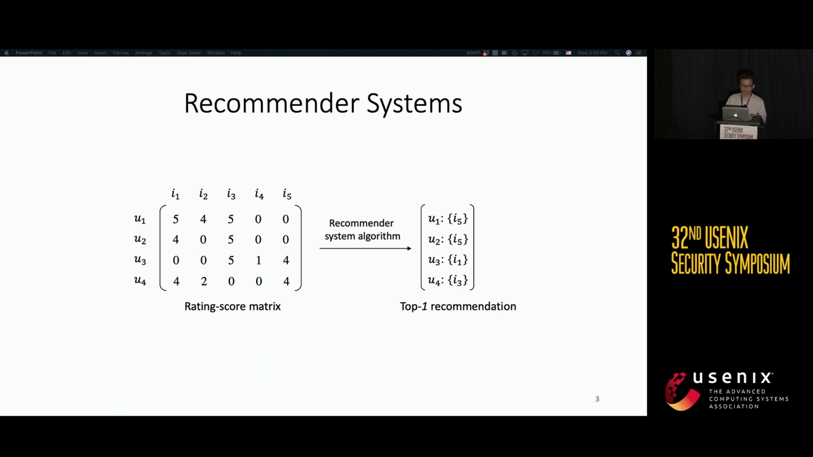Given this rating score matrix, we can use a recommender system algorithm to build a recommender system which recommends a set of top N items for each user. In this example, only a single item is recommended for each user. For instance, for U1 and U2, the recommended item is I5. For U3, the recommended item is I1, and for U4, it's I3.